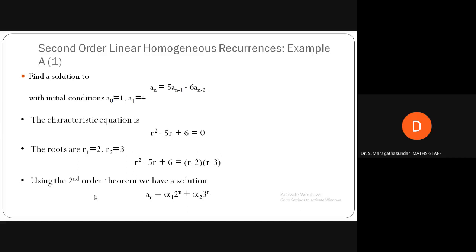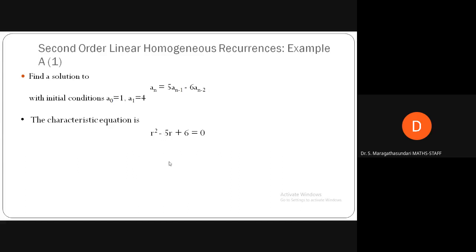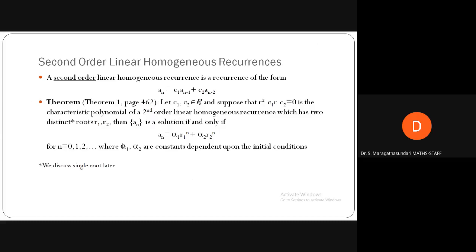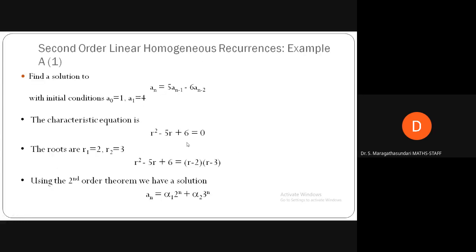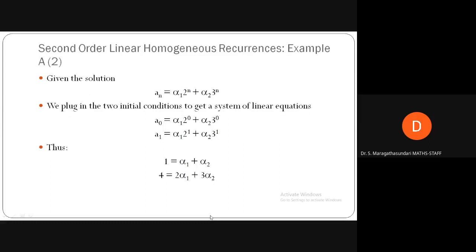Using the second order theorem, we have the solution, just see the previous one: alpha1 r1^n + alpha2 r2^n, is it not? In our problem, r1 is 2 and r2 is equal to 3. So using the second order theorem, we have a solution a_n = alpha1 * 2^n + alpha2 * 3^n. So now the solution we have here.